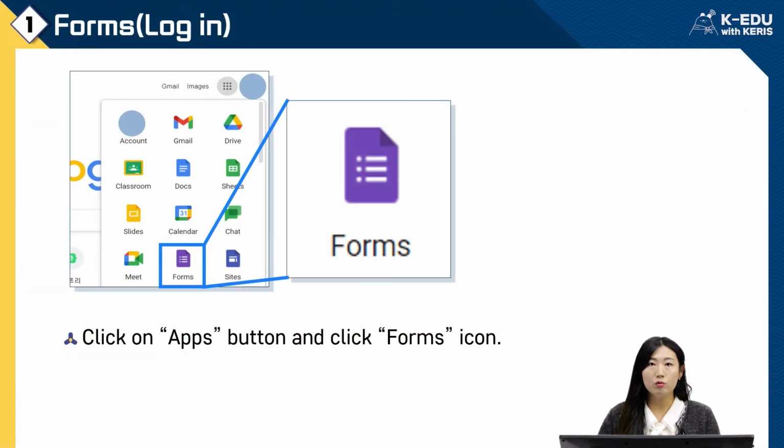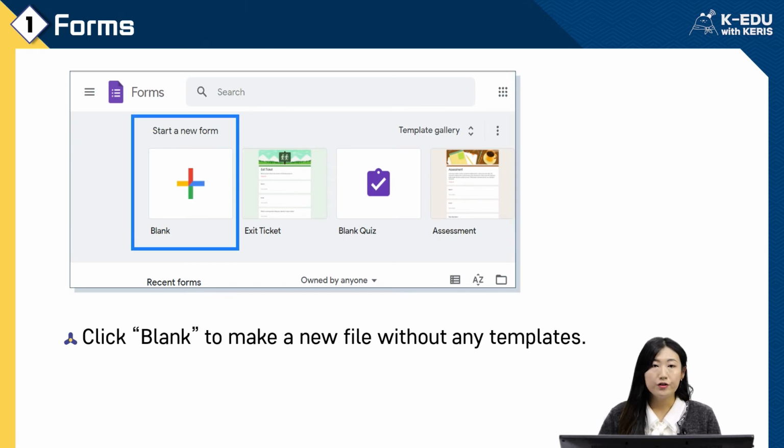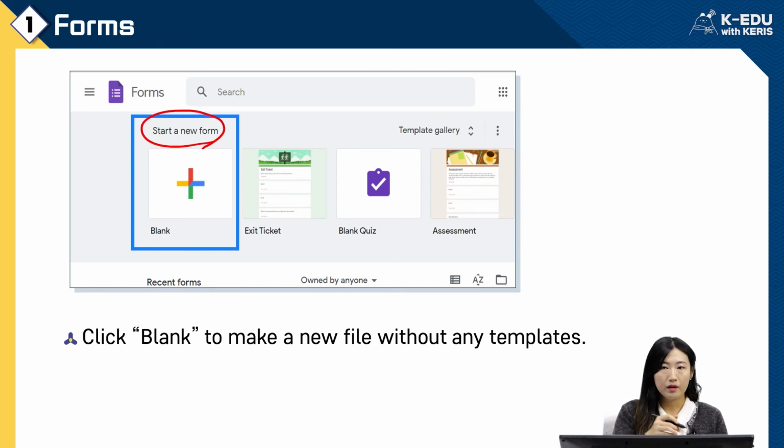And the next tool we have to manage is Google Forms. Click the Apps button and click the Forms icon. And this is the first page of Google Forms. You can use some free templates from Template Gallery. To create a new document, in the top left, under Start a New Form, click the Blank button.